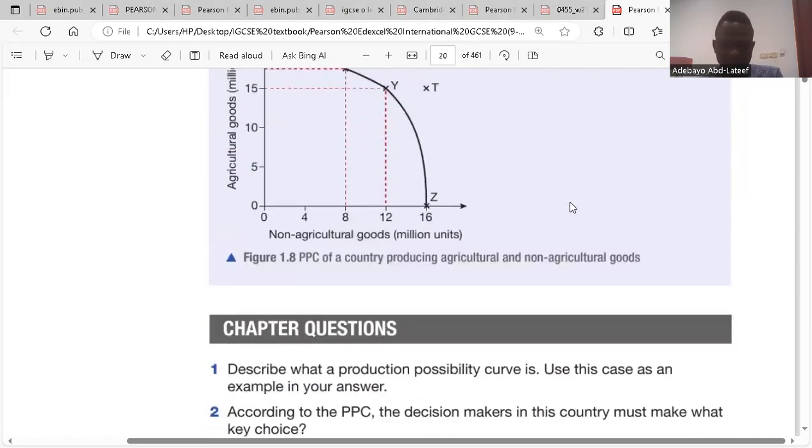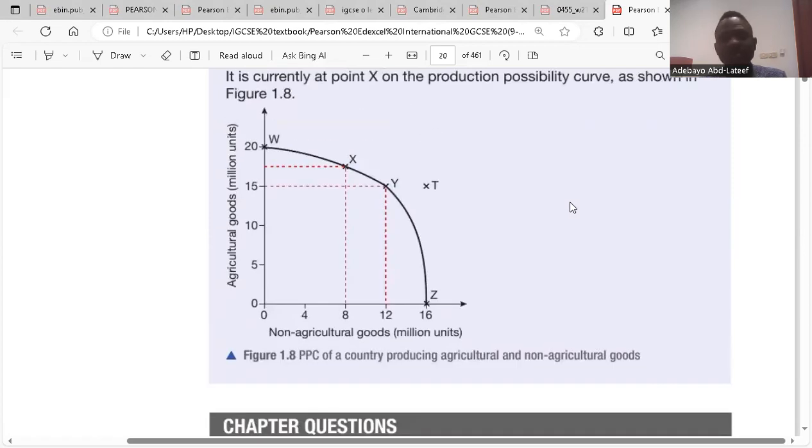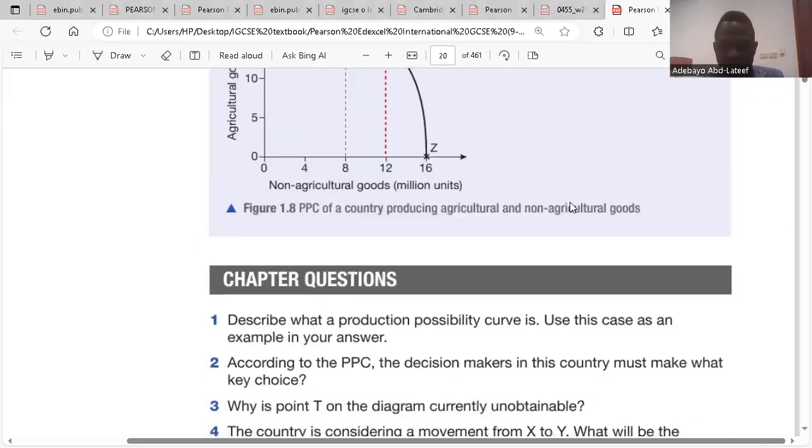The first question says, describe what a production possibility curve is. Use the case as an example in your answer. So for production possibility curve, it is a graph that shows the different combinations of goods that can be produced within a given economy if all resources are fully utilized. It's a graph that shows the combination of agricultural goods and non-agricultural goods that can be produced if all resources are fully utilized. That is the first question. I think it's clear. So they say use this case as an example, so I mentioned agricultural goods and non-agricultural goods.